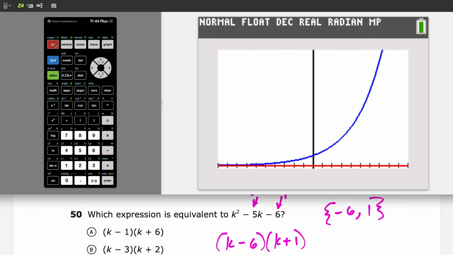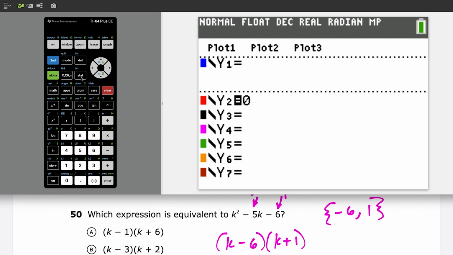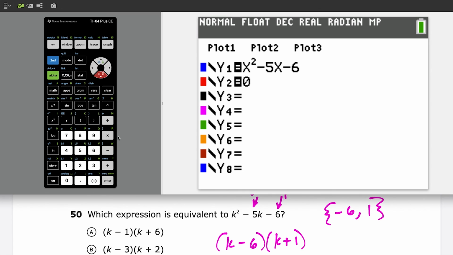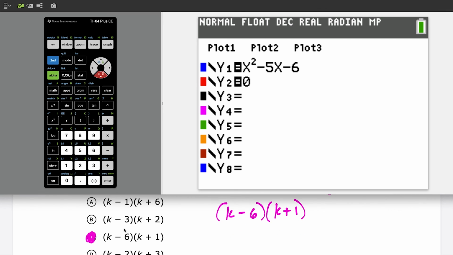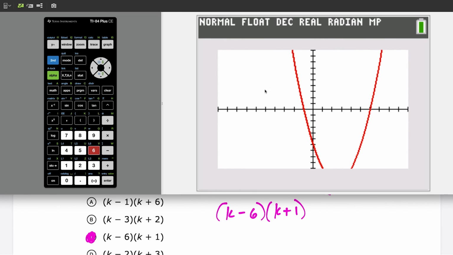If we want to check our answer with the calculator, we could just type in the original question, x squared minus 5x minus 6, and then type in all of the answer choices. I'm saying here choice C is correct, so let's check it. We're going to do x minus 6 in parentheses, and then open another set of parentheses and type in x plus 1. Now if I press zoom 6 to put the graph back to normal, notice that these graphs completely overlap. So choice C is definitely our answer.